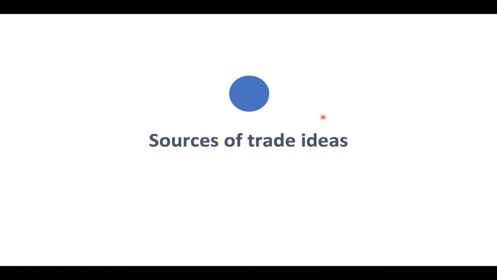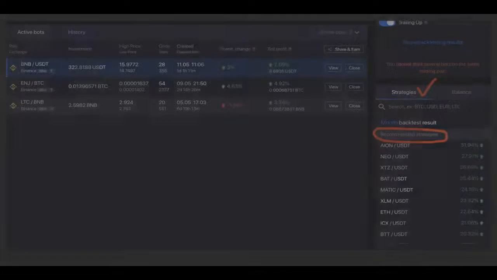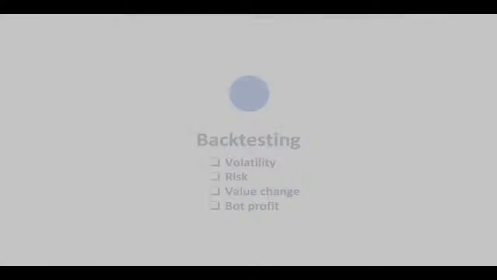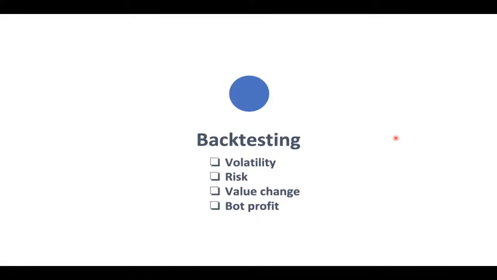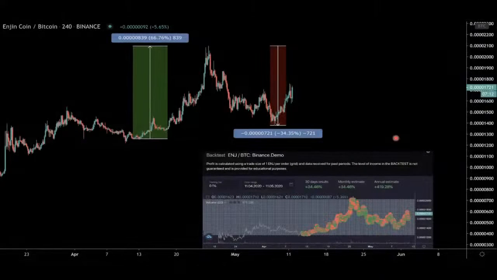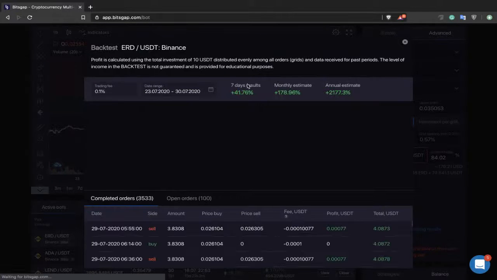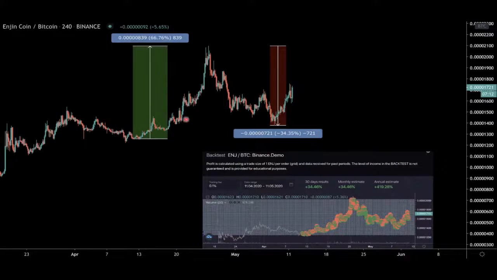So yeah, sources of trade ideas. Remember the recommended strategies that I've just demonstrated to you based on the backtest results, all right? Based on the past performance of selected cryptocurrencies. And now comes the backtesting, which allows you to estimate the volatility, risk, value change, and the bot profit based on historic prices. So here comes the example. You see, when I click on show backtesting results over here, that's what I get, but now I will come back to the presentation. And here's the NG coin trading to Bitcoin.